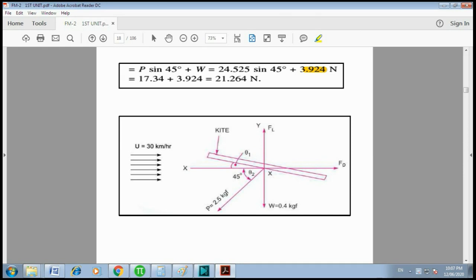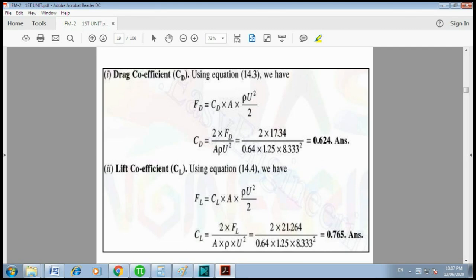Now our aim is to calculate the drag coefficient and lift coefficient. We have a standard formula, FD equal to CD into A rho U square by 2. We have FD, calculated above, so we insert that value, 17.34, and we can easily calculate CD. Its answer is 0.624. The rest of the values are already given and it is easy to calculate.